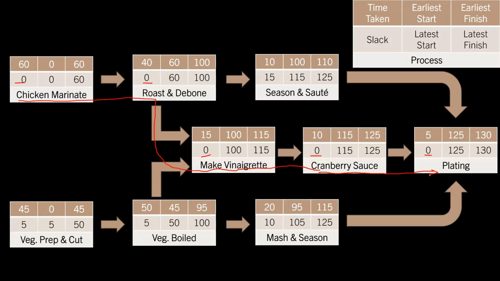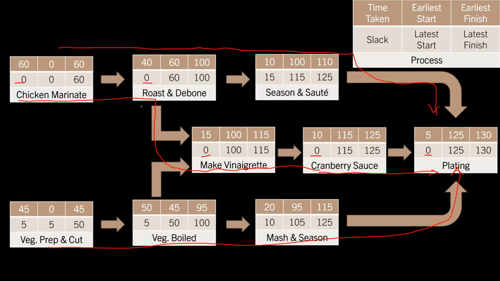the finish. But imagine if I take this path, chicken marinade to roasting and deboning, to seasoning and sorting, and to plating, I can finish this off 15 minutes earlier. The top path can get to the end product 15 minutes earlier. But turkey marinating, roasting and deboning, making of vinaigrette, cranberry sauce and plating will take 15 minutes longer. Similarly, the bottom process can finish off 10 minutes earlier.